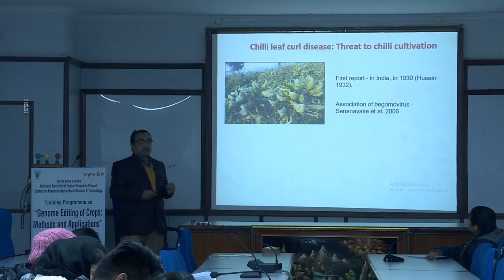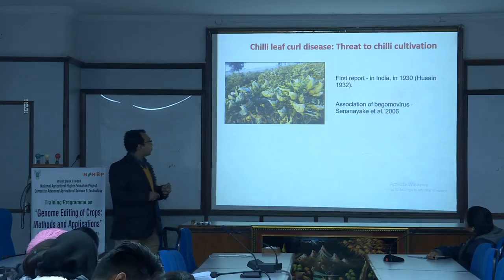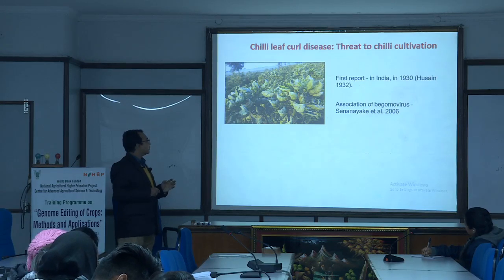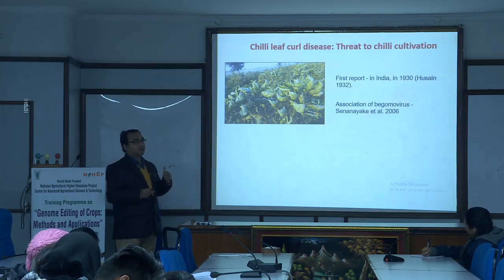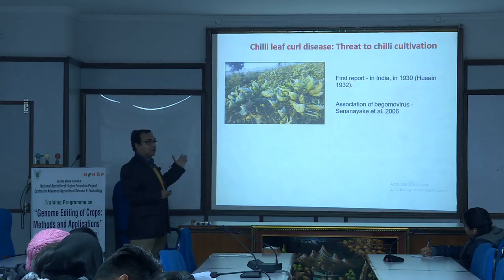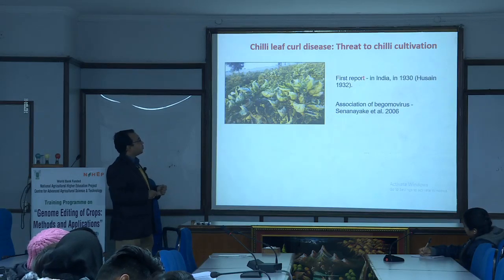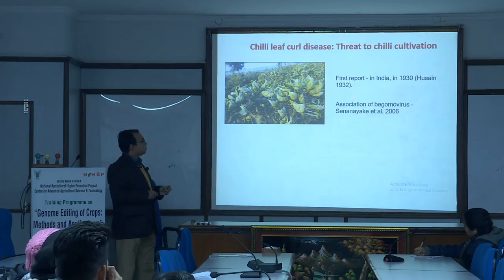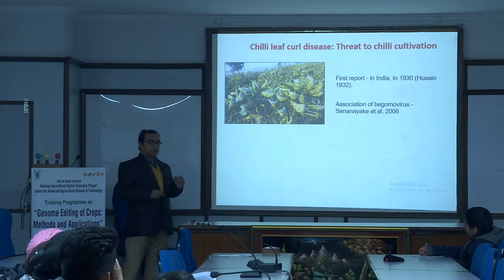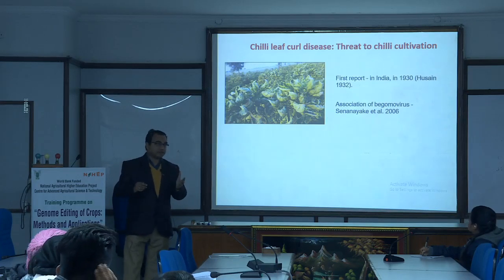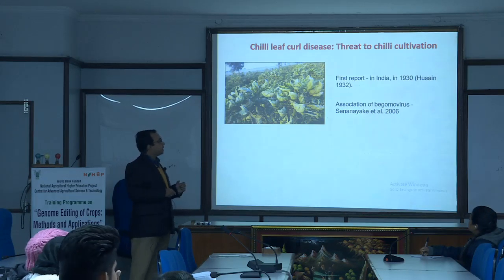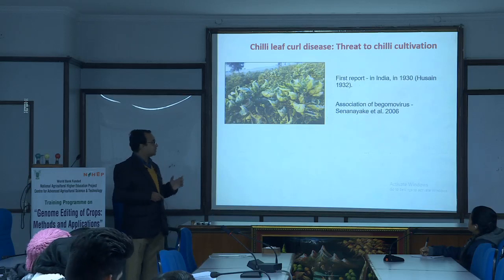So, about the chili leaf curl virus, I would like to give a little information. This is the condition in the field, this is the leaf curl disease, no chili, nothing. So, farmers have committed suicide in Maharashtra and Madhya Pradesh. The first report was in India in 1930, but after a long time we could find out that there is a begomovirus which is actually causing the disease. People earlier thought it was a mite, something like that, but ultimately we established from our lab that it is a begomovirus which is causing the disease.